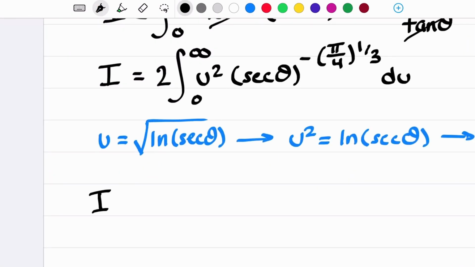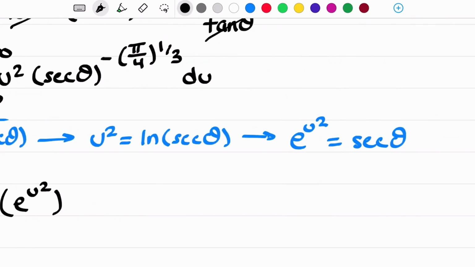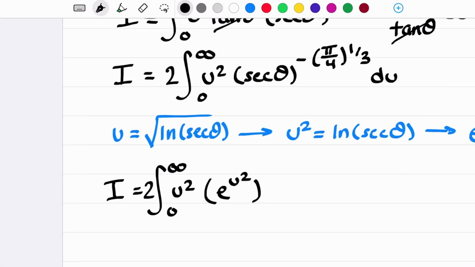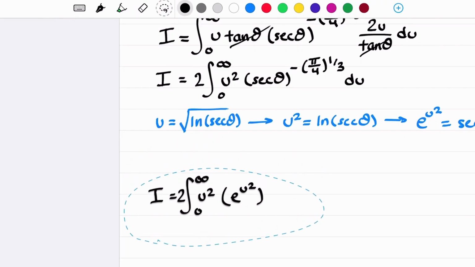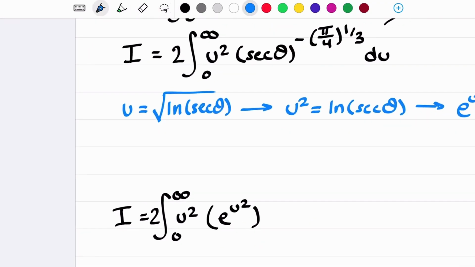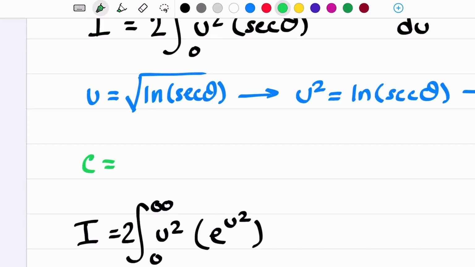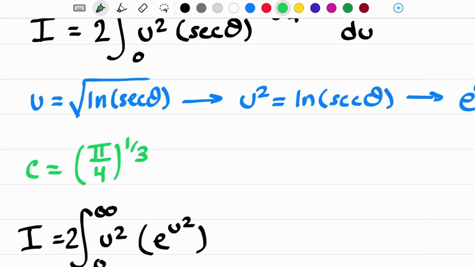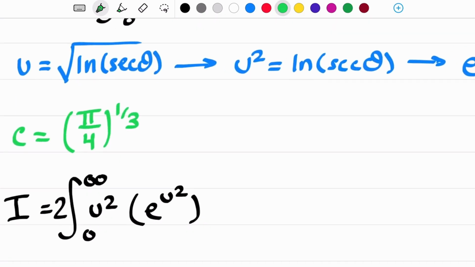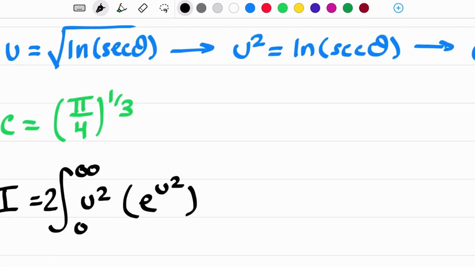Let's go and plug this back into our integral. 0 to infinity. Oh, I almost forgot the 2. Of u squared. Secant theta is now e to the u squared. And I'm also, you know what, I'm going to move this down real quick and make another, not really substitution, but just notational shorthand. I'm going to let this value c denote our pi over 4 to the 1/3. Again, not a substitution. It's really just a notational shorthand for this pi over 2 or pi over 4 to the 1/3 term.